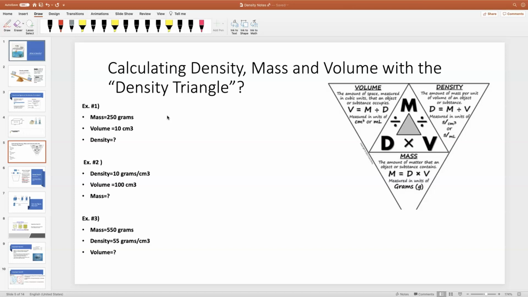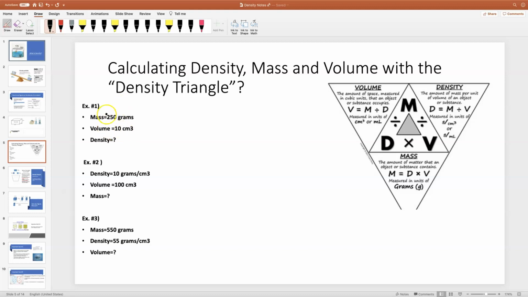So here we go. We are going to practice with our density triangle real quick here. It'll be helpful, if you don't have one, to pause this video and go grab yourself a calculator. A calculator is necessary for being able to calculate these problems. So we are going to start with the density triangle. And remember, this triangle is super helpful for helping us understand what to do when a density number is missing, when a mass number is missing, and when a volume number is missing.